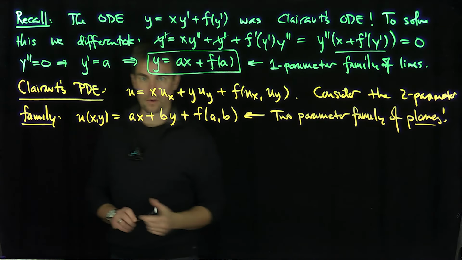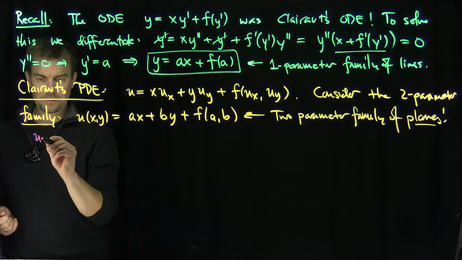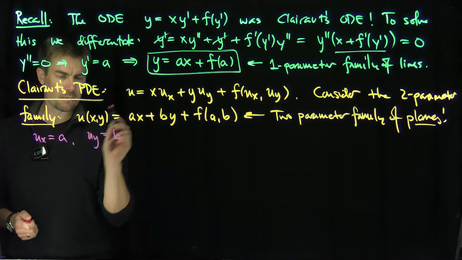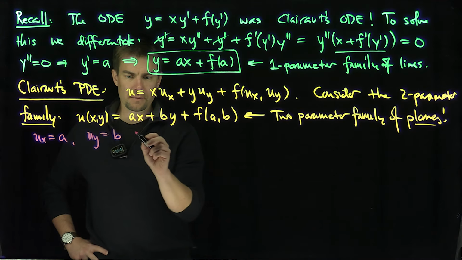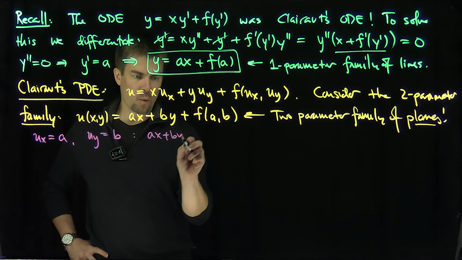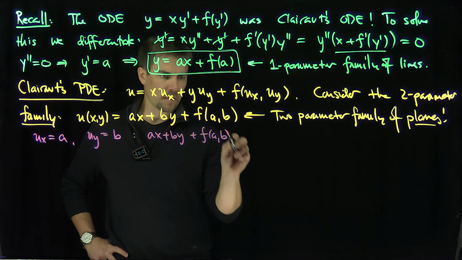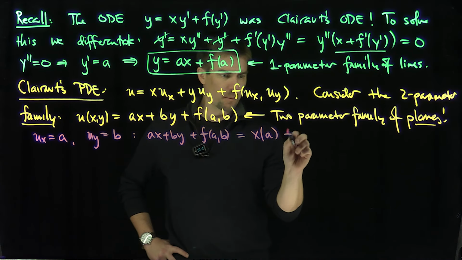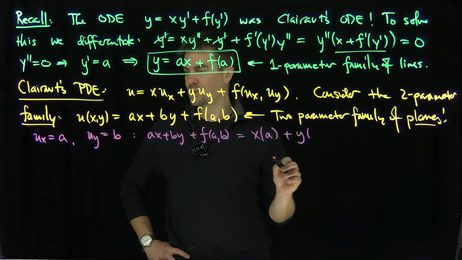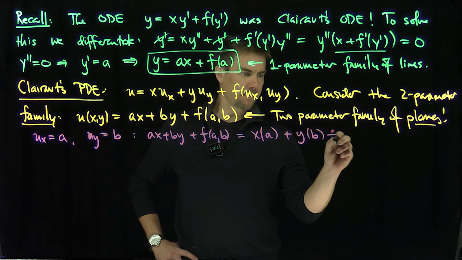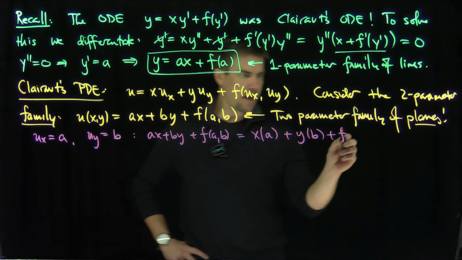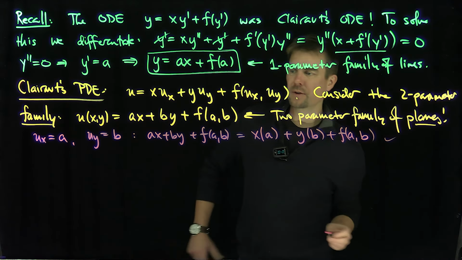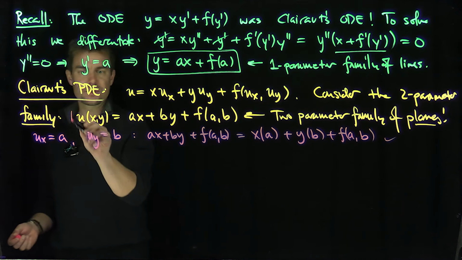Let's just formally check it, right? So what would u_x be over here? So u_x is just going to be a, u_y is just going to be b, okay? So now is it true that ax plus by plus f(a, b) is equal to x times u_x? Well, u_x is a, plus y times u_y, well that's y times b, right? Plus f of u_x, which is a, and u_y, which is b. Yeah, it works. Cool. So that two-parameter family of planes are the solutions to the Clairaut equation.